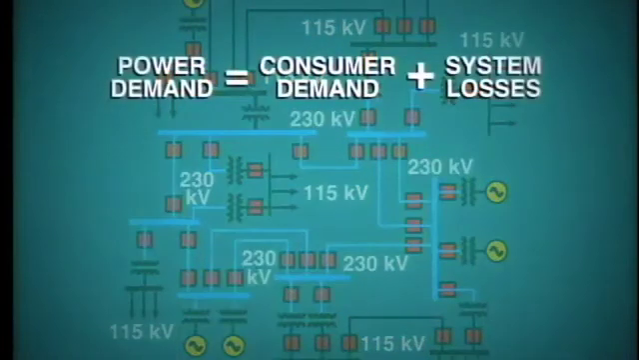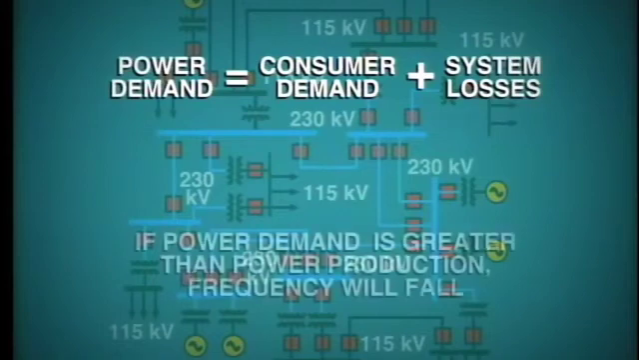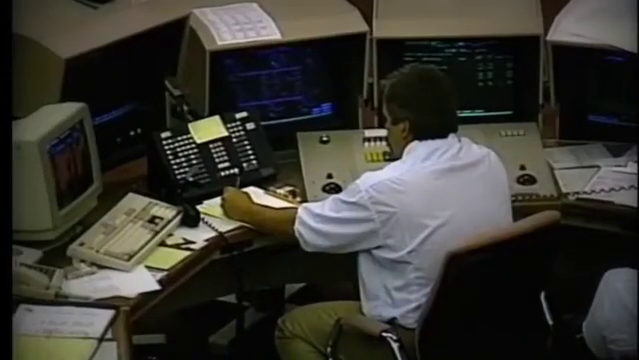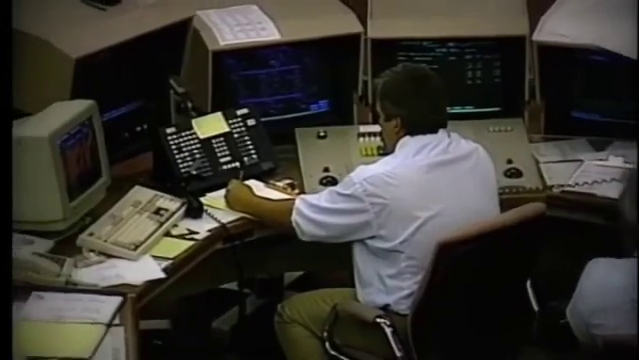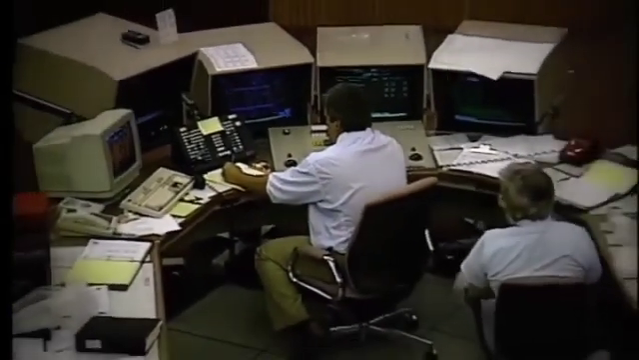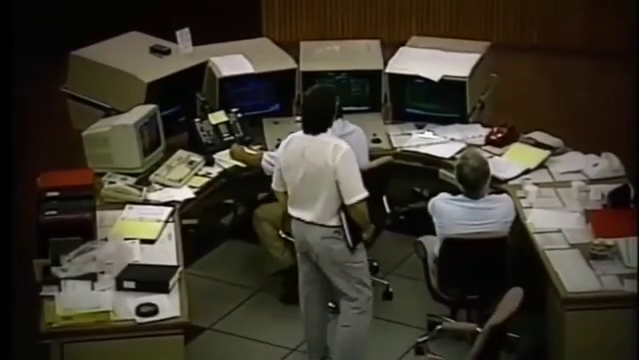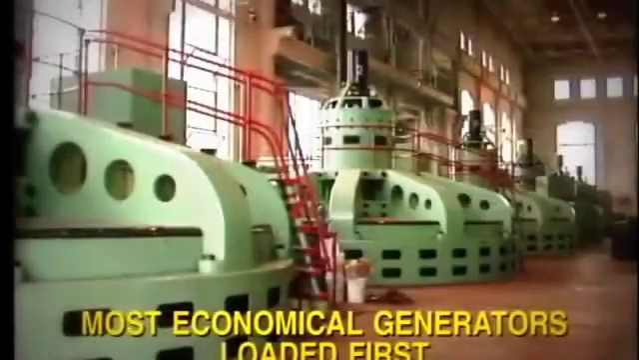The total power demand consists of the consumer's demand plus power system losses, which may be as high as 4 or 5%. If at any time the power demand is greater than power production, then the frequency will fall. It is the load dispatcher's job to keep system generation and load balanced. He must do this while paying attention to the economic loading of units, which means the most economical generating units should be fully loaded first.